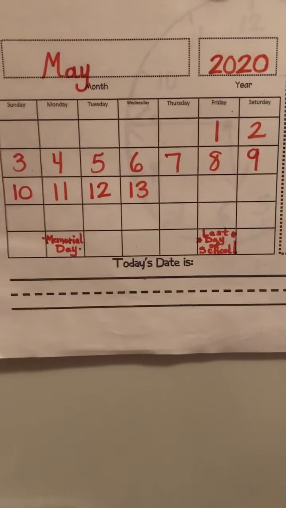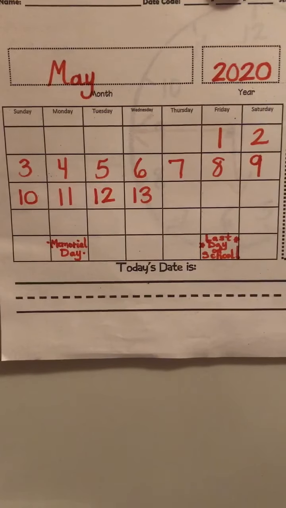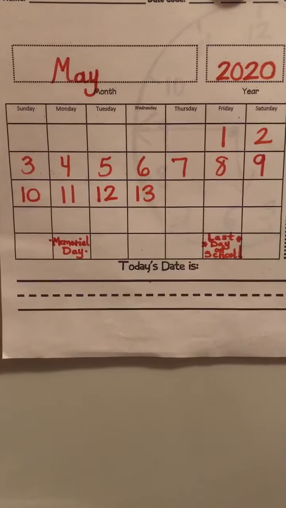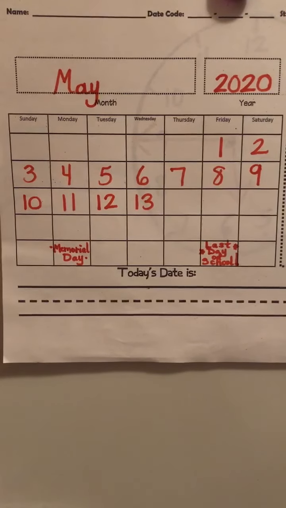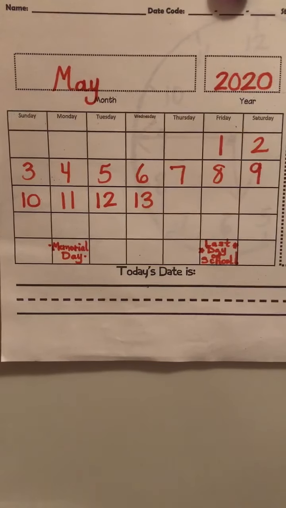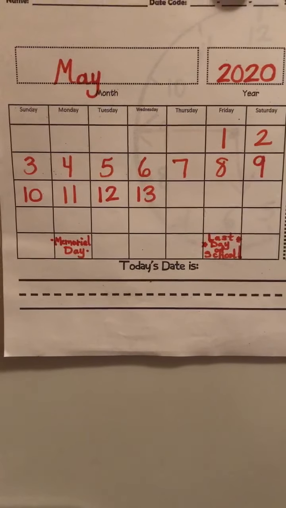Okay, how many days are in the month of May? May has 31 days. 30 days hath September, April, June, and November. All the rest have 31, except for February alone, right? Good, so May has 31 days.